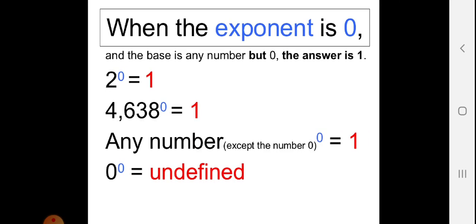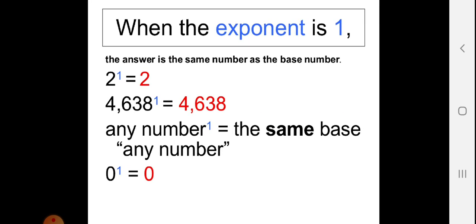When your exponent is 0. So whenever any number, any bigger number or smaller number, has exponent 0, eventually your answer is going to be 1. Let's say 2 raised to 0, that is 1. 4638 to the power 0 is equal to 1. So any number except 0 having power 0, or exponent 0, turns out to be 1. 0 raised to 0 is undefined, because 0 cannot have a power of 0.